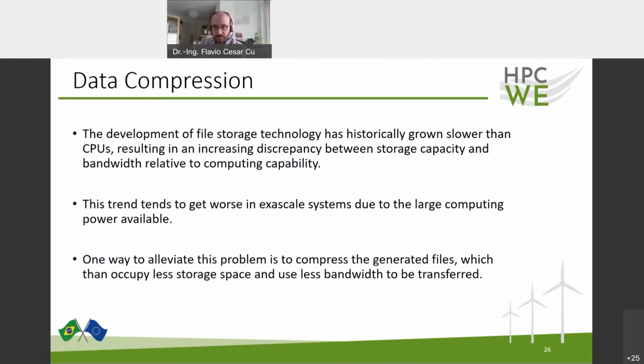Then moving to the last topic of my talk: data compression. The motivation for data compression is that the development of file storage technology has historically grown slower than CPUs, which has resulted in a discrepancy between the storage capacity and bandwidth compared to the computing capacity of big HPC systems. And this trend tends to get worse in exascale systems due to the large computing power that will be available, mainly due to the use of accelerators.